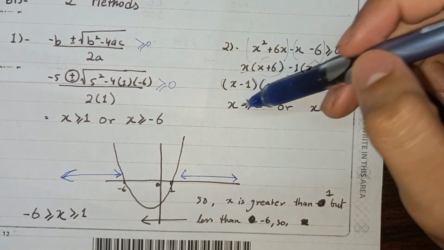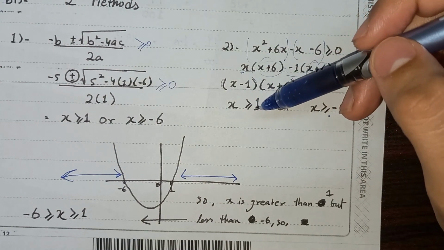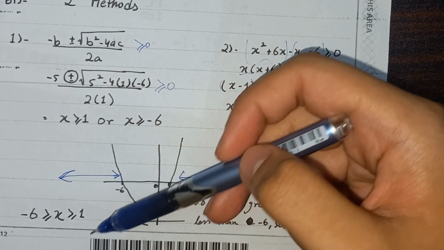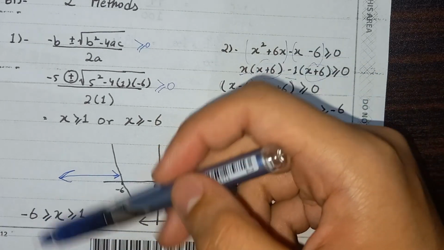Now you cannot write this, this is not your answer. You have to write it in inequality form like this: x is greater than or equal to 1 and it is less than or equal to -6.